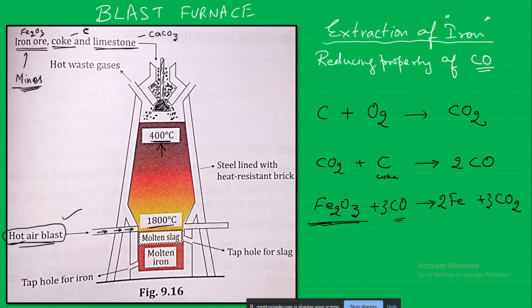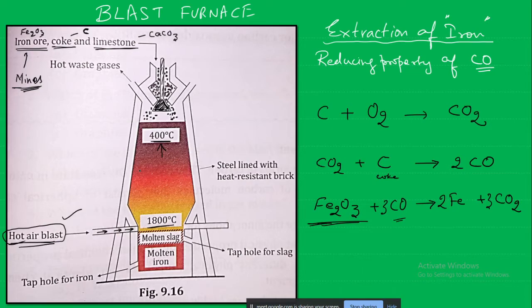So whatever iron is there, it is coming in a molten form. Because of the very high temperature, it is getting melted, and iron is a high density metal. Because it is high density, it will settle at the bottom. On top of that, it is written as the molten slag. So what is this molten slag? Along with this iron, this is iron ore. So iron ore is nothing but it will be in crude form.